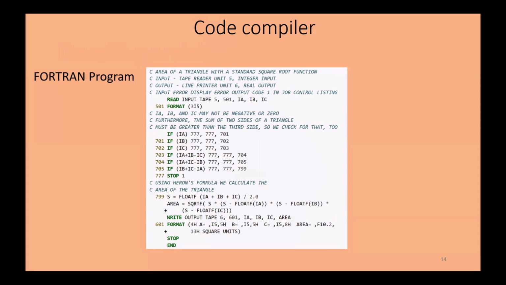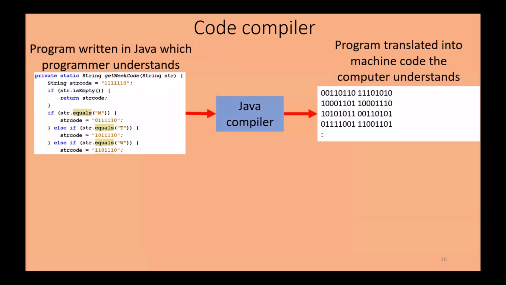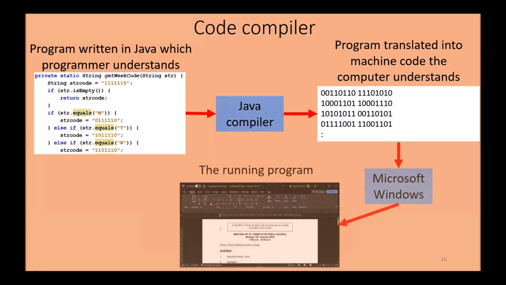This program is written in Fortran, containing words such as read, print, if, and so on. The Fortran compiler translates it into machine code, which can then be run. Here is an example of Java code. It is sent through a Java compiler program to make it understandable to the machine. The compiler creates the corresponding machine code, the noughts and ones, that the computer understands. This machine code program can be launched and run, for example, on a Windows PC.